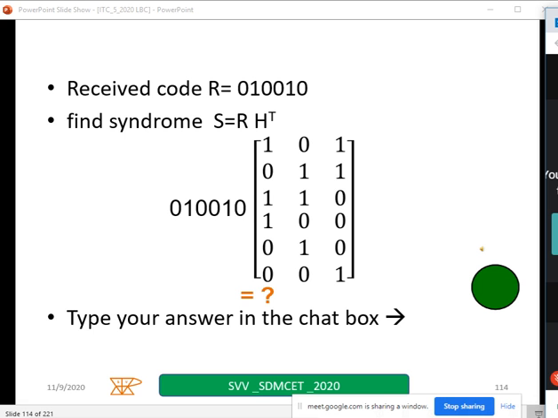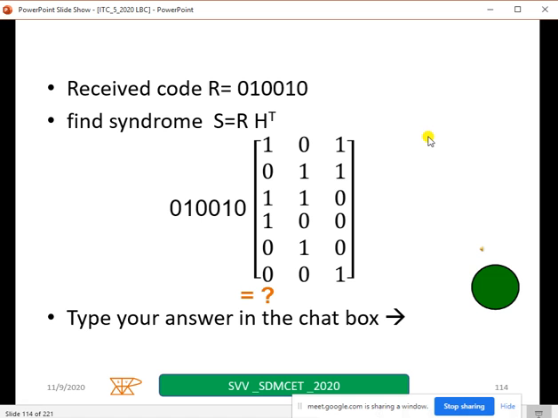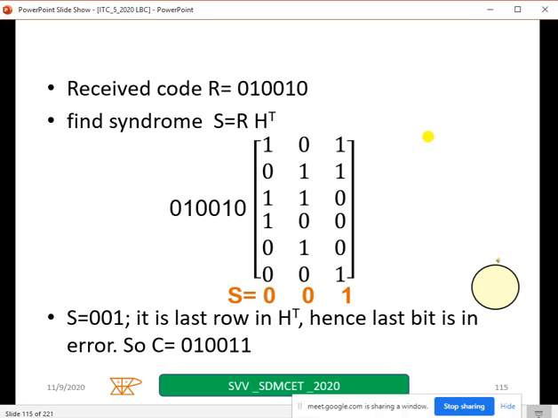Let me show you the answer. You can just compare your answer with what I am showing you. And 001, so Haivadhan is typing 6th bit, happy to see. Ankita is typing 6th bit, all students are typing the answer, so good. S equal to 001, it is the last row in H transpose, hence the last bit is in error, hence C equal to, rewrite, 010011 instead of 010010, rewrite the code word. Harshita Jamakhandi and Ankita Shetty have typed 6th bit, hope all of you are getting the same answer.